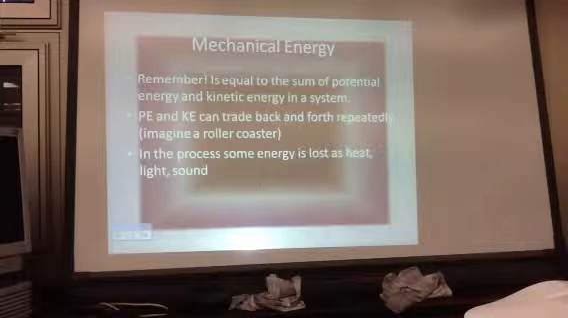As I said, nothing ever goes away. Mechanical energy. Well, you know that ME is equal to the sum of the potential and kinetic energy in a system.